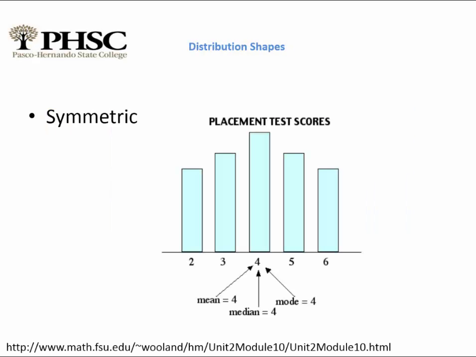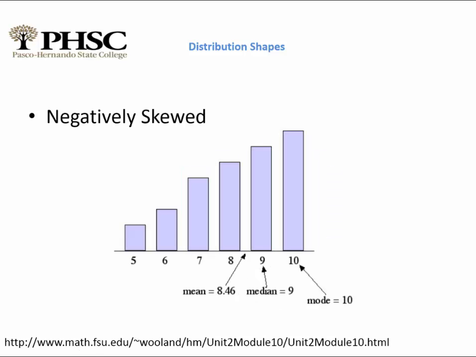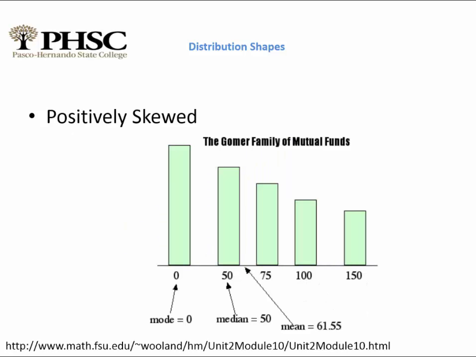The last thing that I want to talk about is distribution shape. A symmetric distribution is one where the mean, median, and mode are all equal to each other. If the distribution is negatively skewed, then the mode is the larger one and the mean is the smaller value. And if it's positively skewed, then the mode is the smallest value and the mean is the largest value.